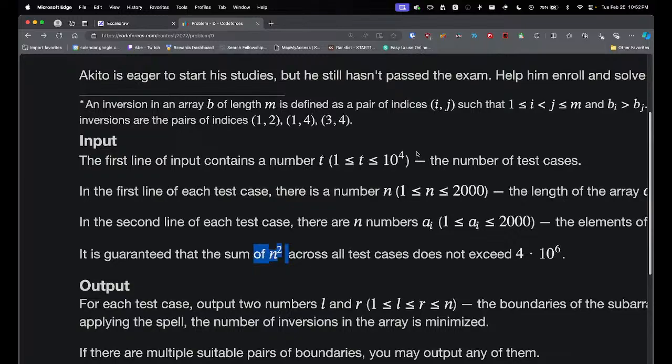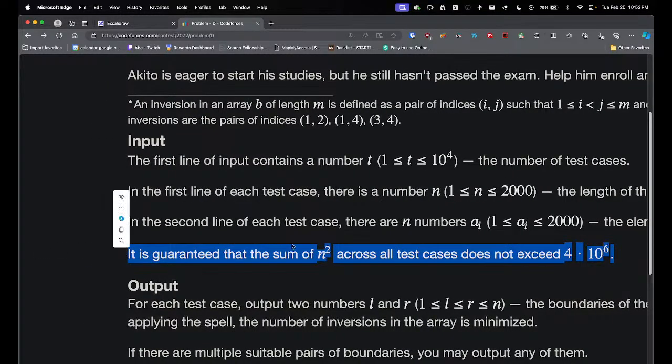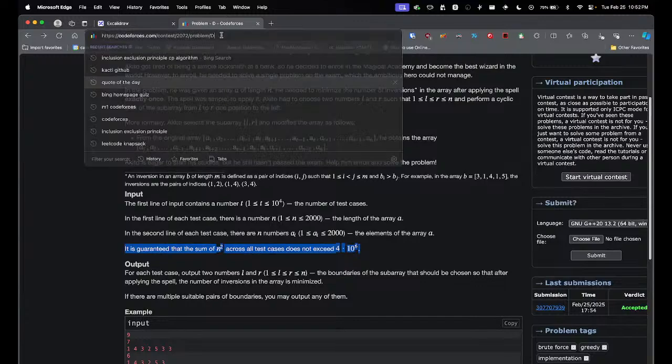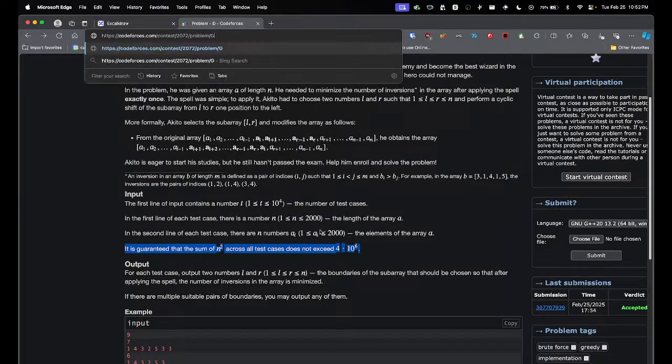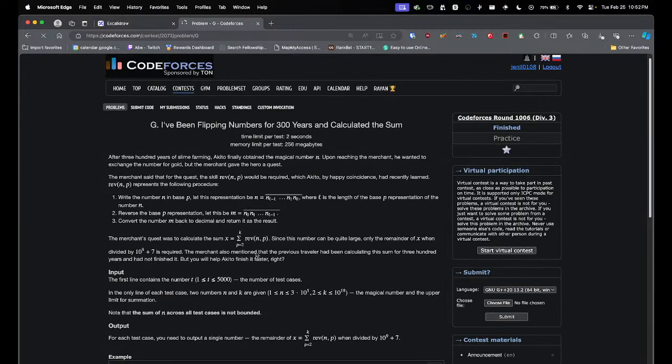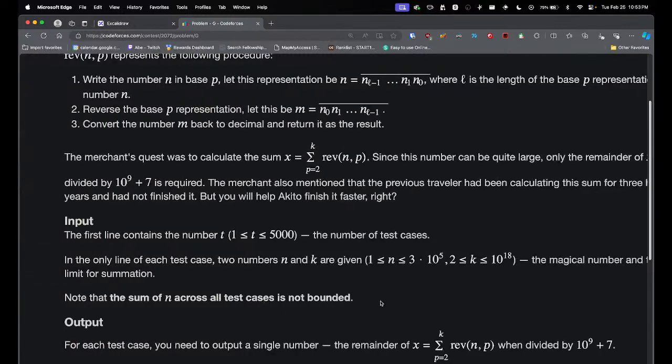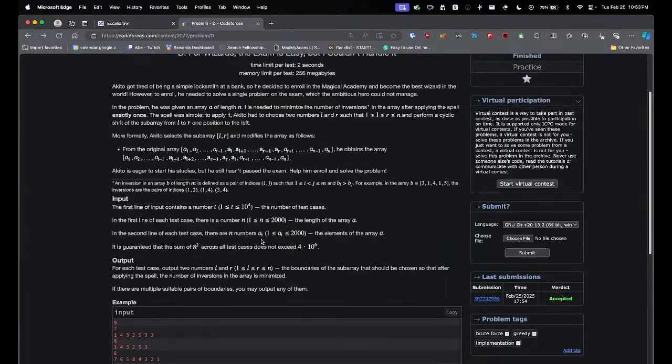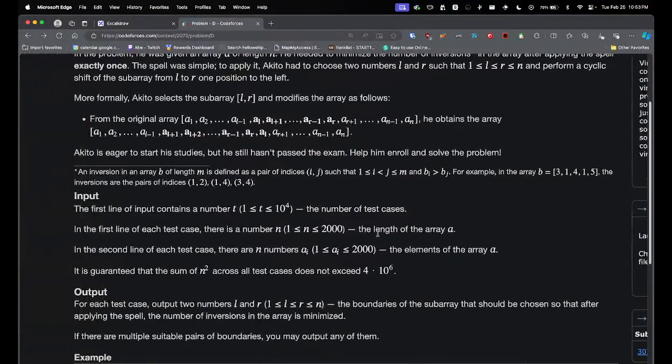So whenever there are test cases in n, always read this line because this helps. For example, in this one, mentioned for I think G, the sum of n over test cases is not bounded. That means here I can't do O of n per test case, while there I can do O of n square per test case. So this is very important.